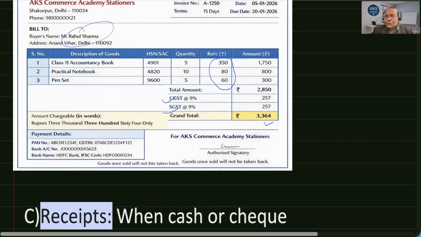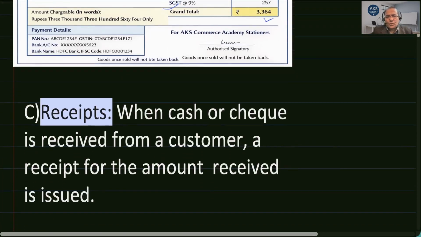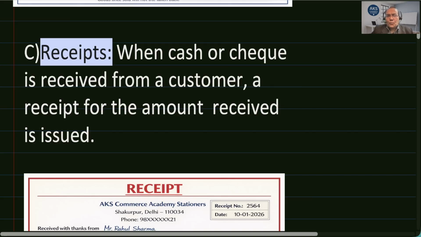Now, we have understood cash memo, we have understood invoices. Now let's say receipt. When receipts are issued, that is, when cash or check is received from a customer, a receipt for the amount received is issued. So when cash is received, there is a receipt. Supposing we have sold goods to XYZ, after some time or as per the agreed term, he has paid us the cash or check.